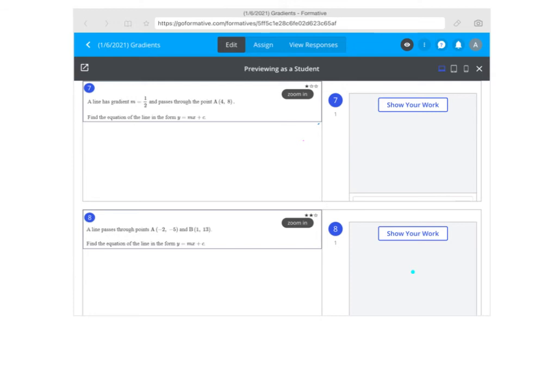So let's go ahead and go through. We have a line that has a gradient of m equal to 1/2 and passes through the point A, 4 and 8. Find the equation of the line in the form y equals mx plus c. So notice that they have plus c here. It's the same thing as plus b. So just know that we can use any variable for the y-intercept.